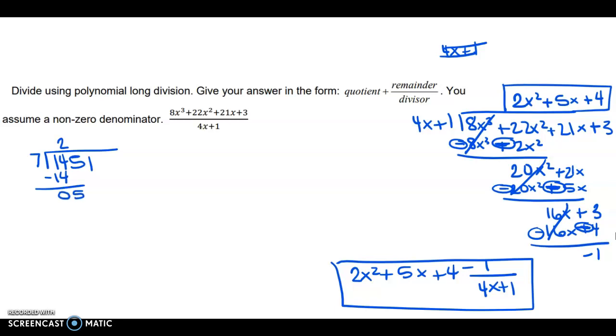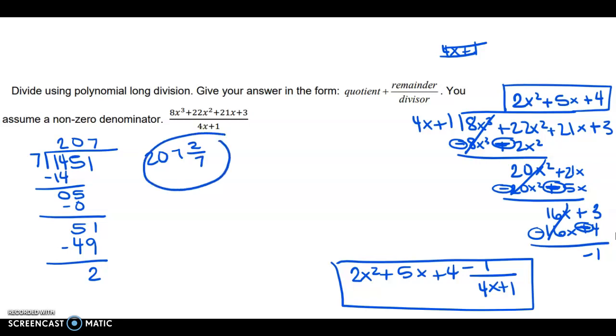Well, in this case 7 doesn't go into 5, so we'll have 0. 7 times 0 is 0. Subtract it. 5 minus 0 is 5. Bring down the 1, we get 51. 7 goes into 51 7 times. 7 times 7, 49. Subtract. 51 minus 49, we get 2. So this would be 207 with a remainder of 2, or another way we could say it is 207 and 2/7. So you can see a lot of similarities.